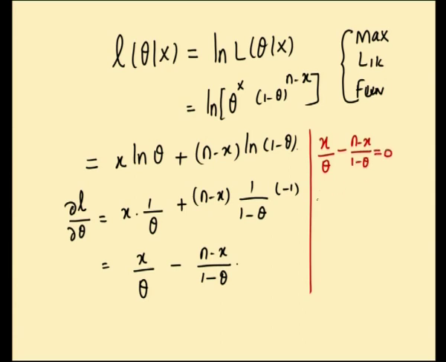If I take the LCM, x into 1 minus theta minus n minus x times theta becomes 0. If you take theta as a factor, we have x minus x theta, minus n theta plus x theta. This x theta will be cancelled out and you have n theta minus x. So, theta hat equals x by n.